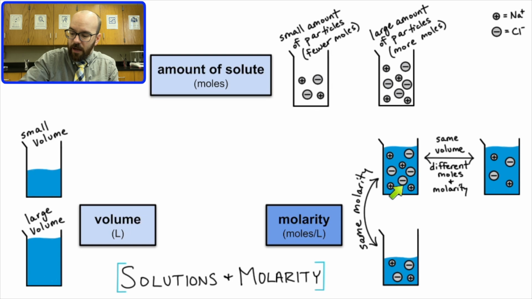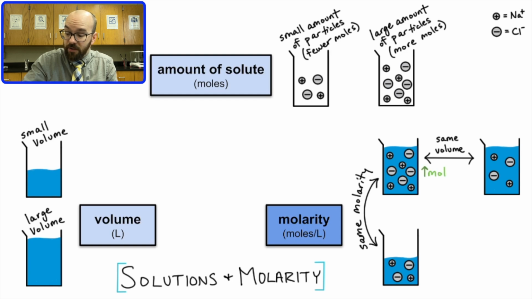In this case, we had fewer moles, but the same molarity. That's because our volume was smaller. But in this case, we've got the same volume in these two beakers, but we have fewer particles here than we do here. So in this beaker on the top right, we're going to have a smaller molarity.